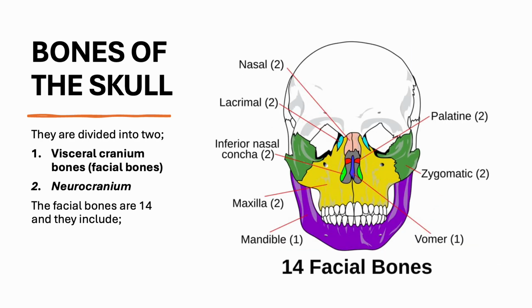The skull bones are divided into two: the viscerocranium, which are the bones of the face, and the neurocranium. Sorry, the facial bones and the neurocranial bones. The facial bones total 14 bones, and they include the nasal bones, which are 2.